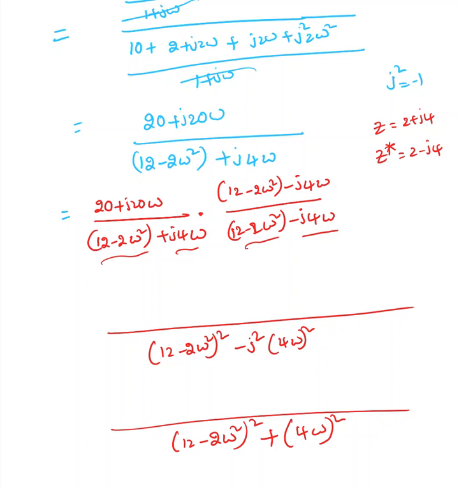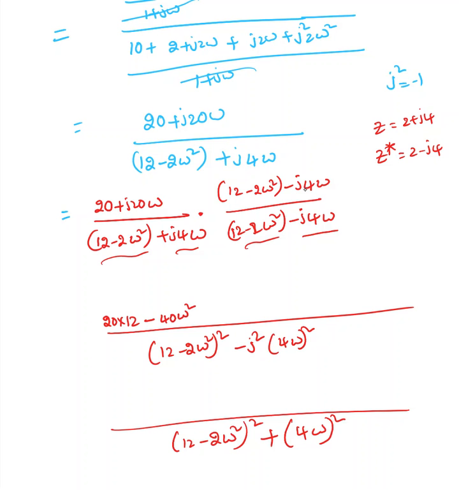So now I'm going to multiply the numerator. While multiplying the numerator, don't spend too much time multiplying the real parts. All we care about is the imaginary parts, okay? Remember that. So now I'm going to multiply this. 20 times 12, I will end up with a real part, so I'm not worried much about that. 20 minus 20 times 2, which is minus 40 omega square. That is also a real part, so I'm not worried much about that.